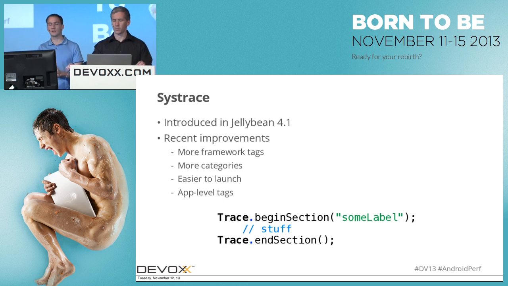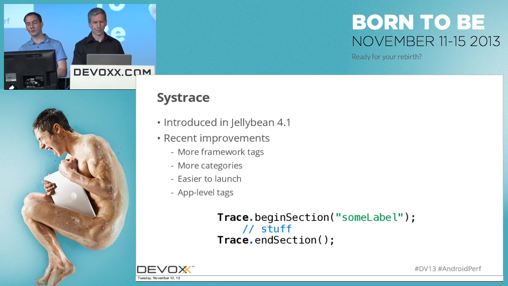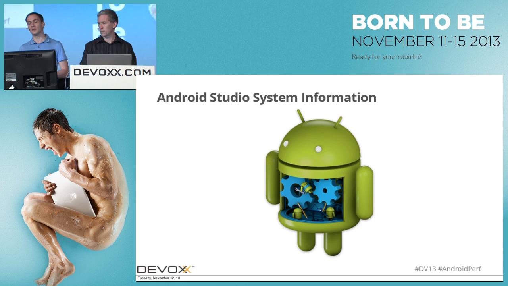And this is the API that was added in 4 point something, 3, I think. It lets you create your own blocks of instrumentation, and you'll see in Systrace what it looks like. Basically, you do a begin section, end section, and everything in between will be measured in Systrace.